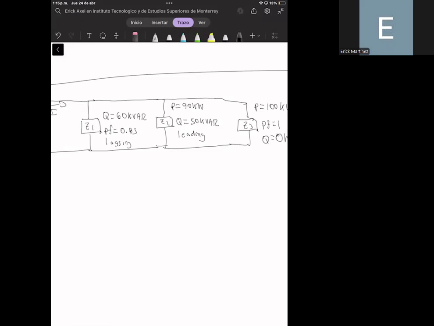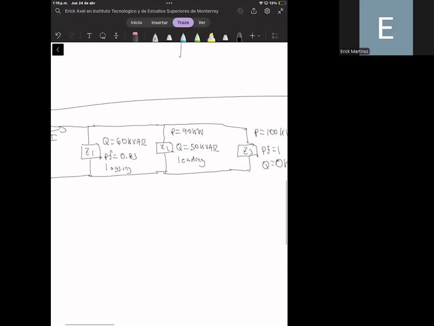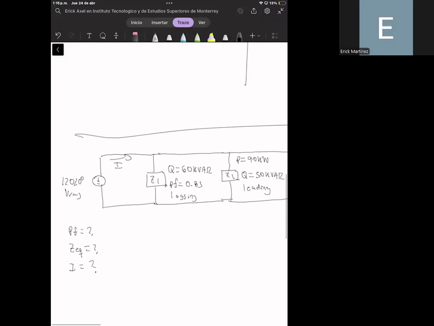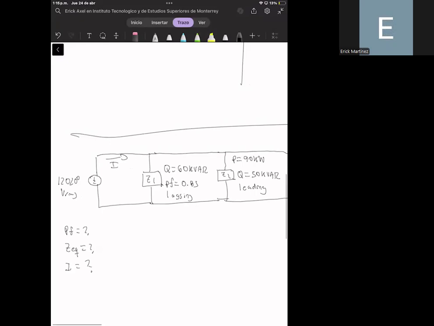Okay, so the idea is the following. First, we can compute the power factor.